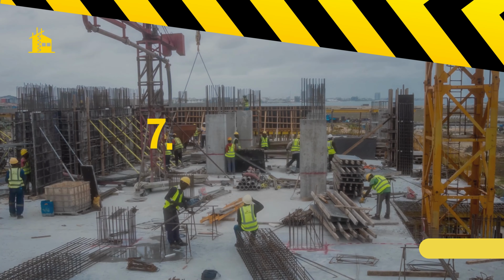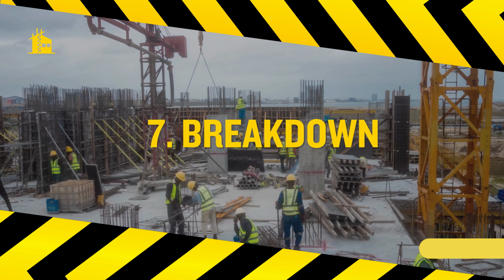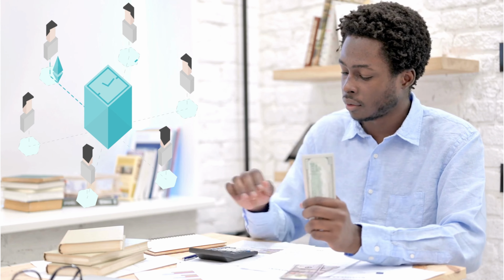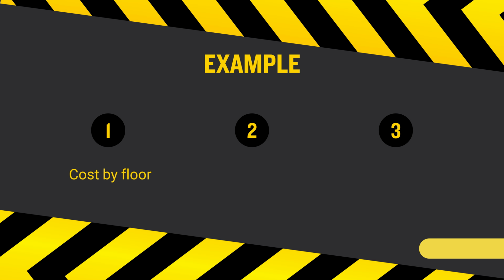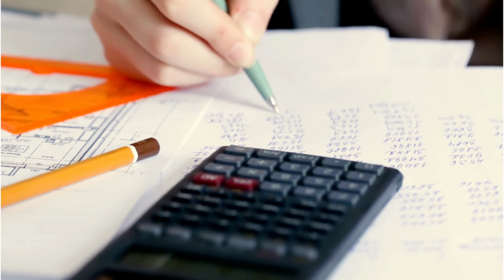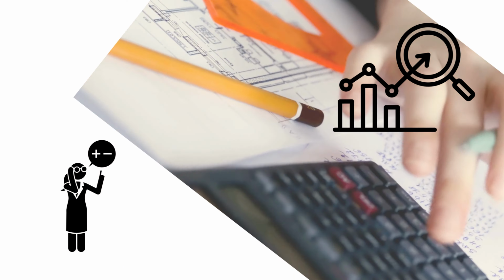And then breakdown. Breakdown means separating the total estimate into smaller parts. For example, cost by floor or cost by trade like plumbing or electrical. This helps make the estimate more detailed and organized.